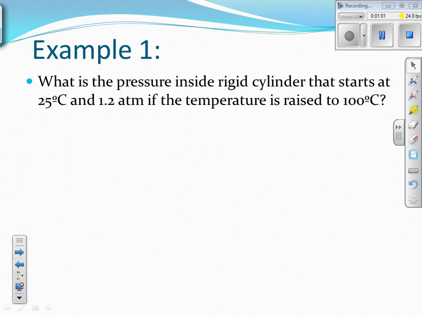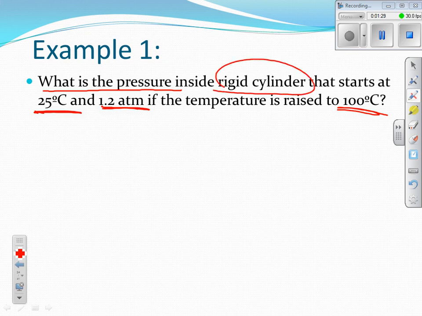What is the pressure inside a rigid cylinder that starts at 25 degrees Celsius and 1.2 atmospheres if the temperature is raised to 100 degrees Celsius? Again, we have to mark up our text. We have Celsius values here and here, and we have atmospheres, which represent our pressure. The question also says, what is the pressure? So we're looking for a pressure value as well. Since the cylinder is rigid and not changing shape, we can assume that our volume is held constant.